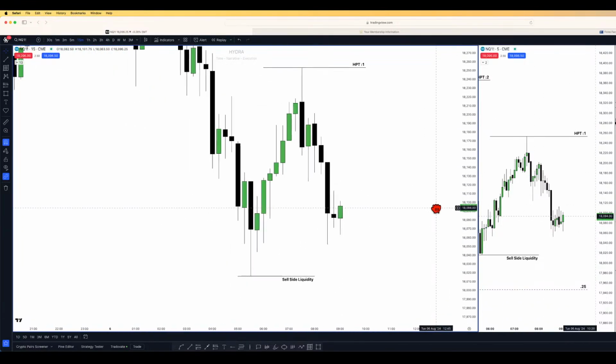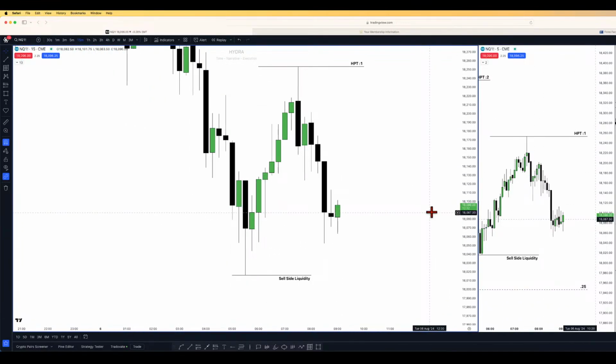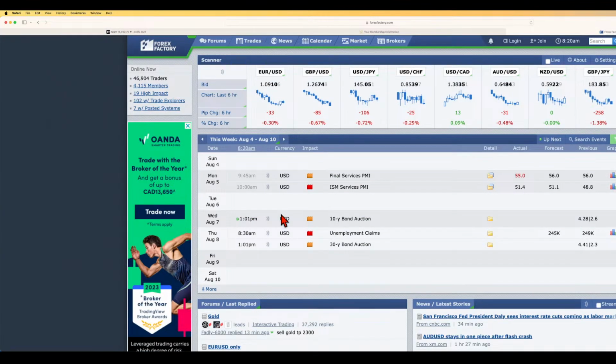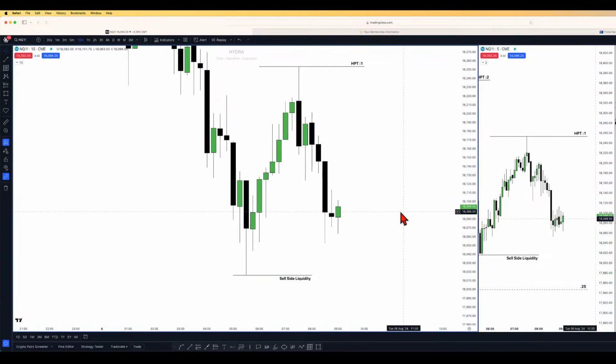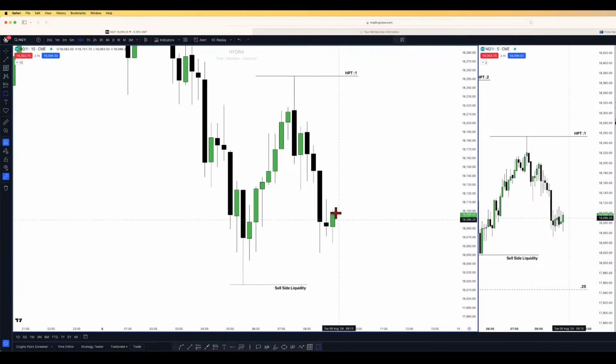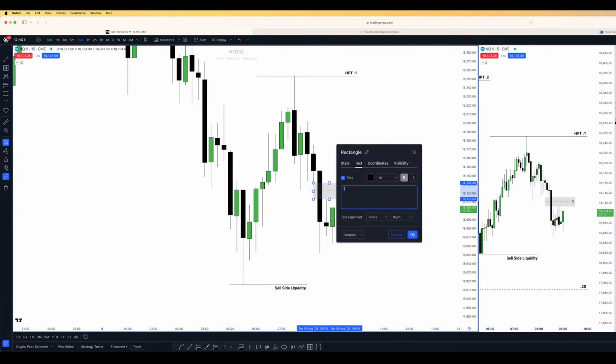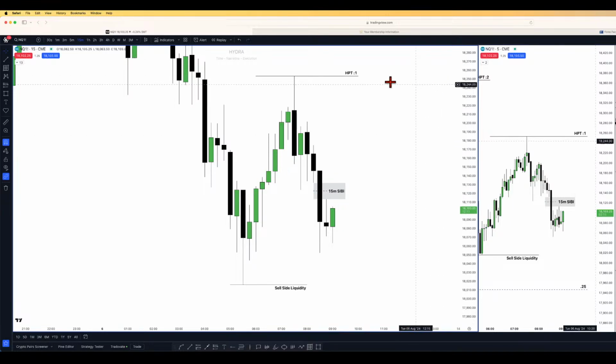Also, there's no news today, right? And tomorrow we have nothing as well. On Thursday we have unemployment claims. So expecting good price action, not expecting anything choppy. 50-minute CB here, expecting price to respect it.